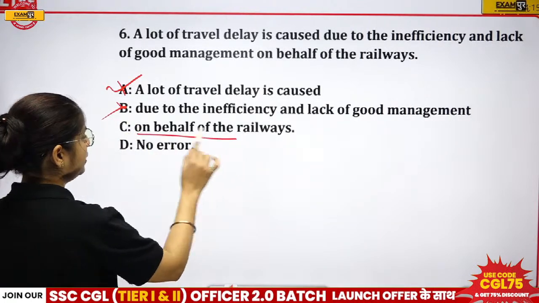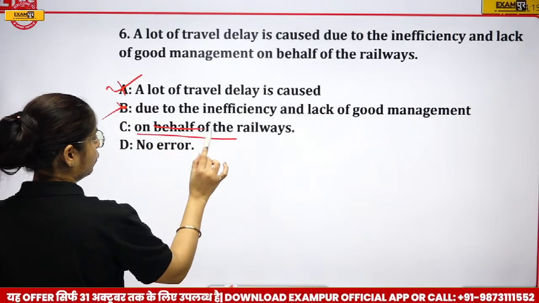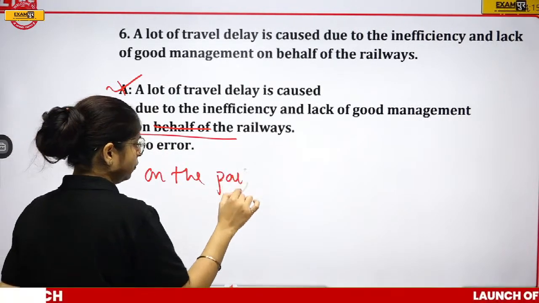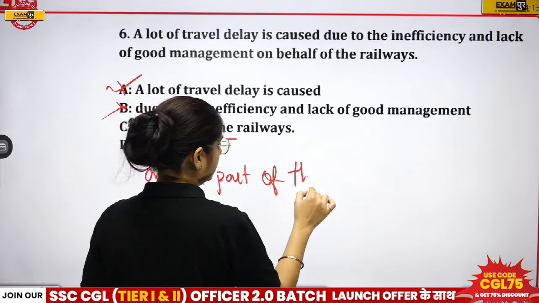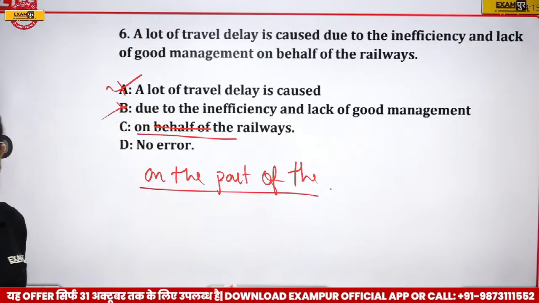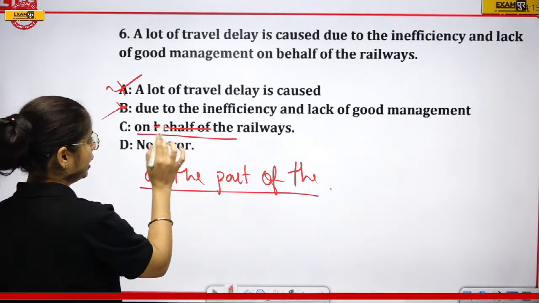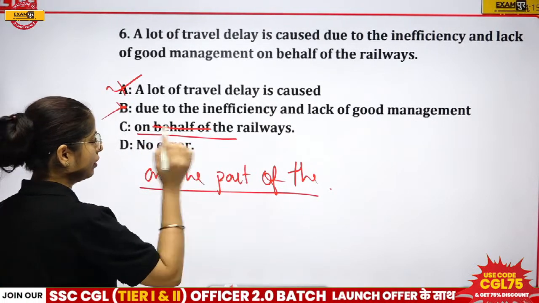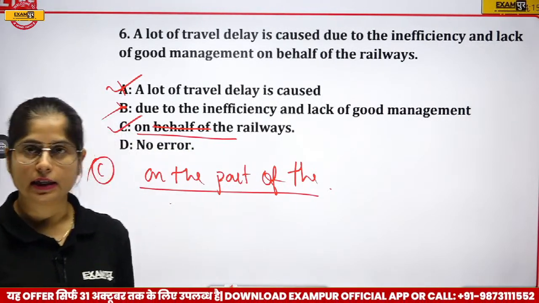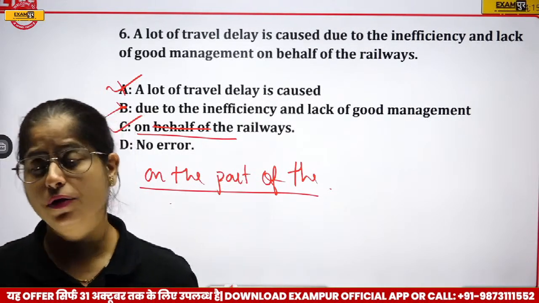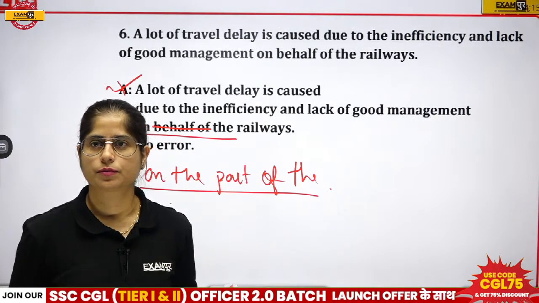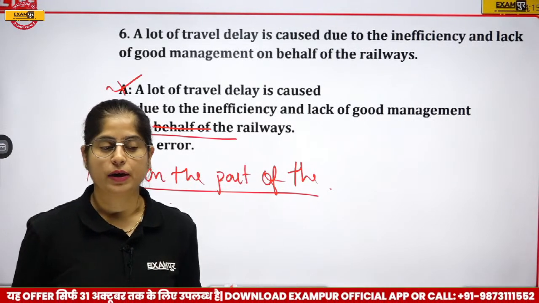On behalf of the railways, we don't use on behalf of the railways. On the part of the railways, not on behalf of. The correct word here is not behalf of, on the part of the railways. Here the error lies in Part C. Behalf of is incorrect. Instead, we need on the part of. On railways part, that is incorrect. Right? On the part of. Now understood?